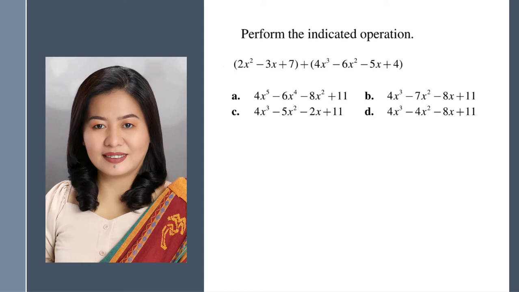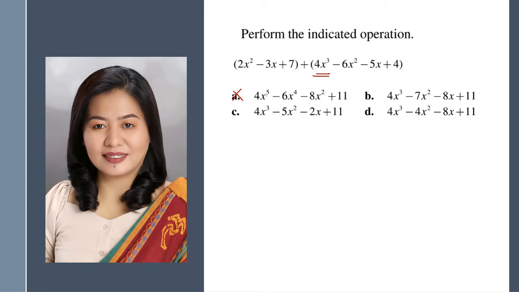So we look at the highest exponent. So 4x cubed has the highest exponent. It doesn't have any other x cubed in the given, so we can eliminate A, because the x in A has an exponent of 5, so eliminate.